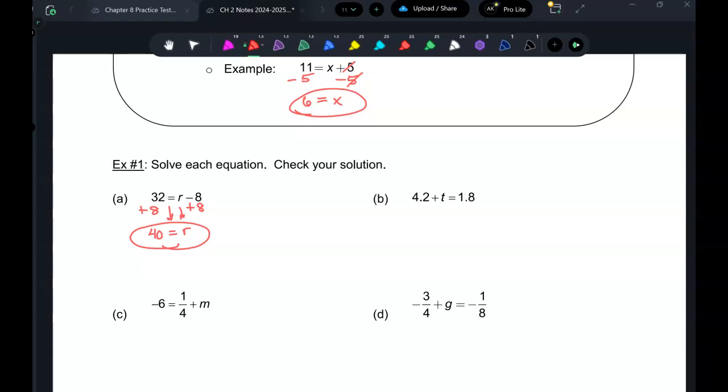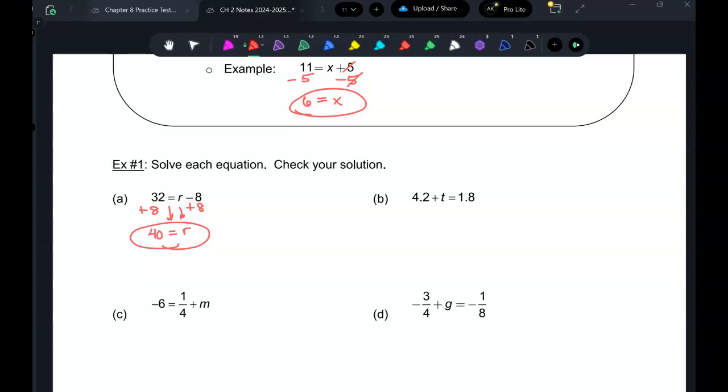Don't write an equals here, okay? When you need to go straight down. So don't do like R equals 40. Don't do this. Always work your way down like that. We're just canceling it out, right? Because the only way to cancel out a minus 8 is to do plus 8. They're going to be the opposite, okay? Add 32 and 8.